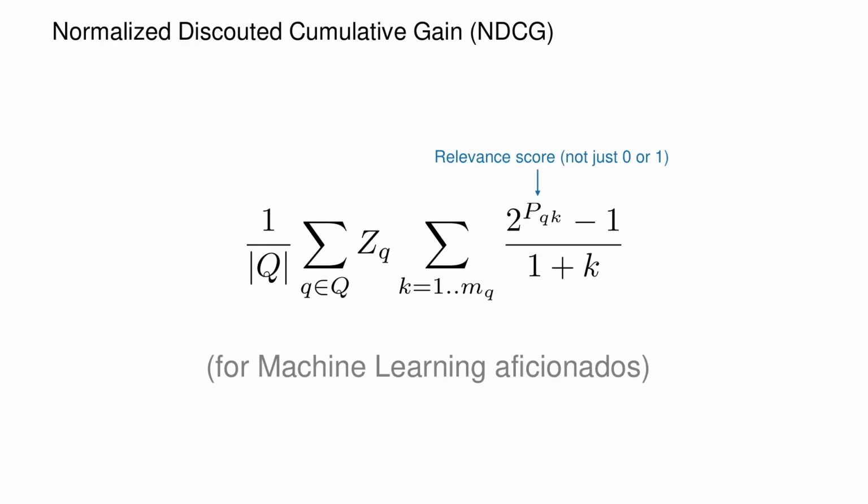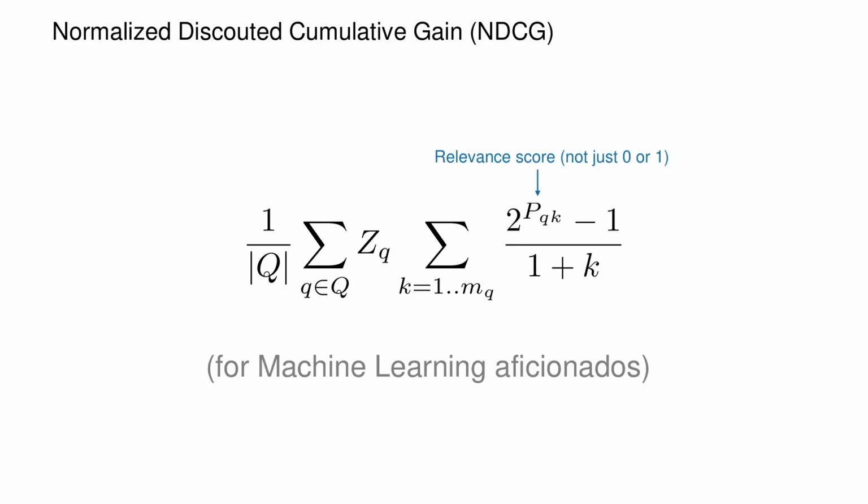All right. I just wanted to throw this out of nowhere, but for those who love machine learning, there's plenty of more cool stuff you can do with this. And you can come up with other metrics. This one is called the normalized discounted cumulative gain, NDCG.